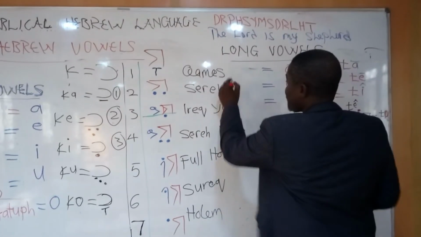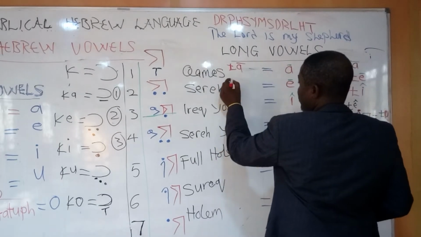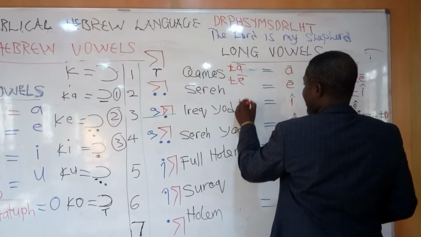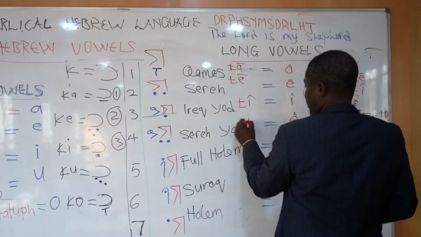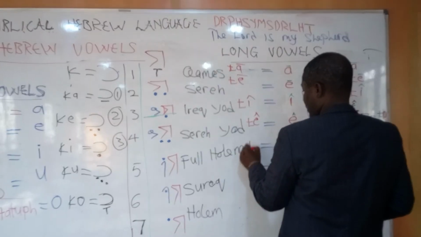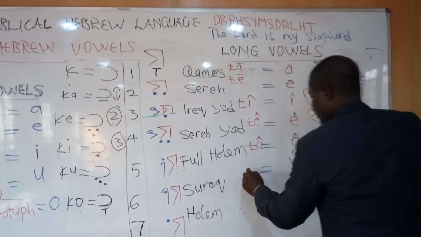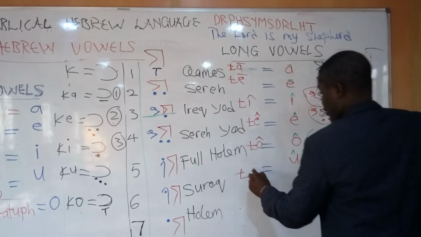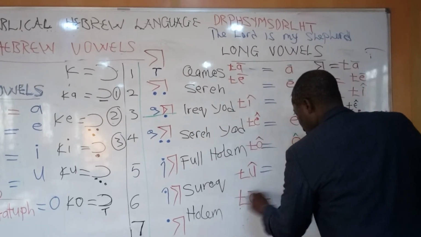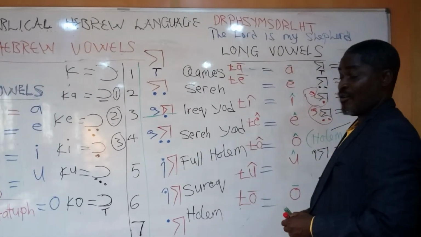So what you have is this: T-A, T-E, T-I, T-E again, but long, T-O, long, then T-U, long, then T-O, just long. So you need to define the position of each.